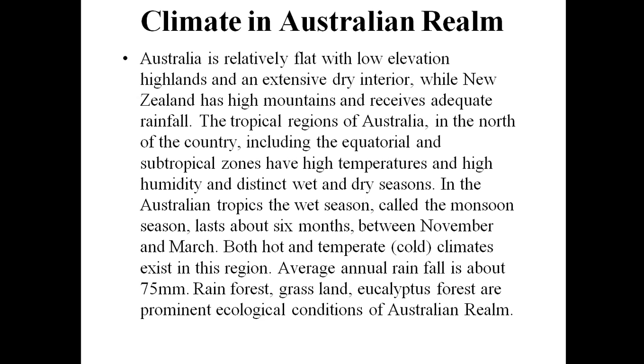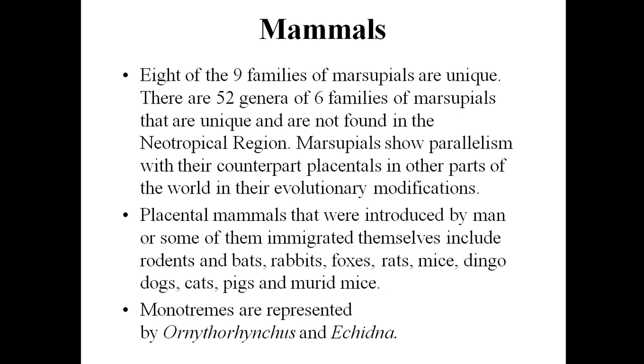In the Australasian tropics, the wet season called the monsoon season, like what we get now, lasts for 6 months between November to March. So that's why both hot and temperate climates exist in this region. Average annual rainfall is about 75 millimeters. You can see rainforests, grasslands, and eucalyptus forests as the prominent ecological conditions of this region.